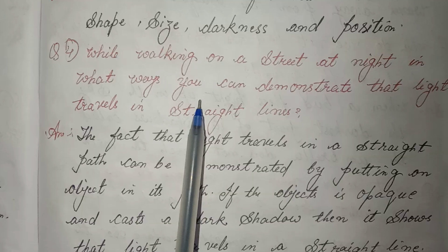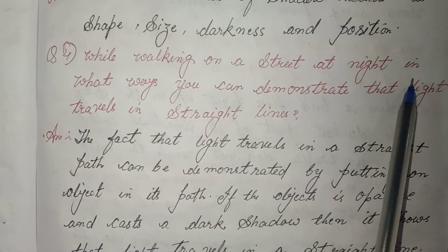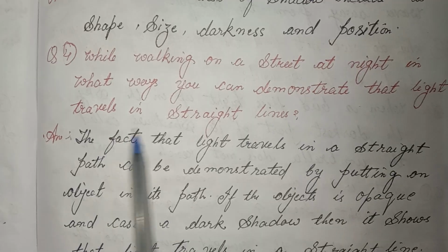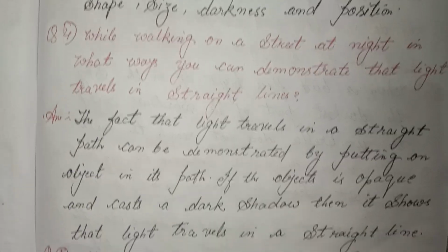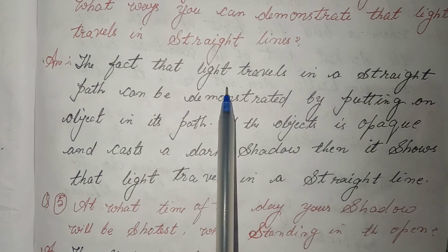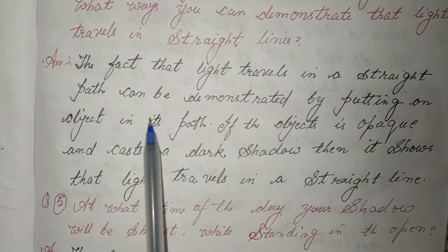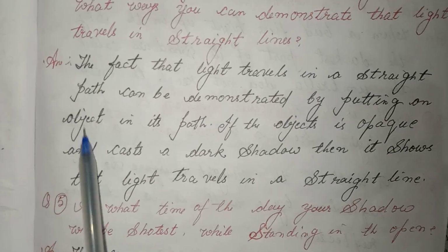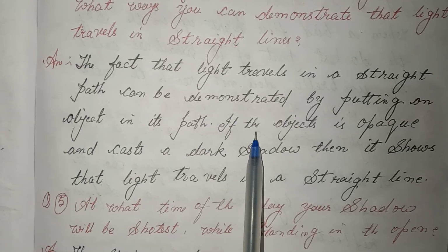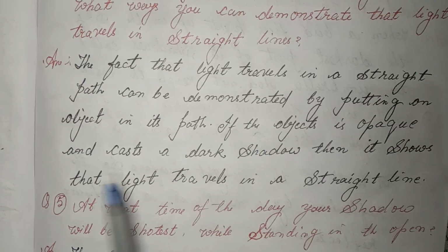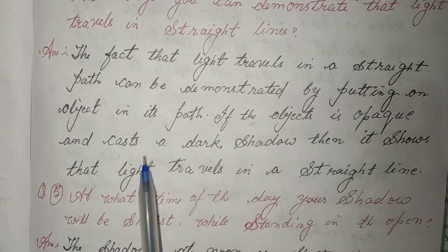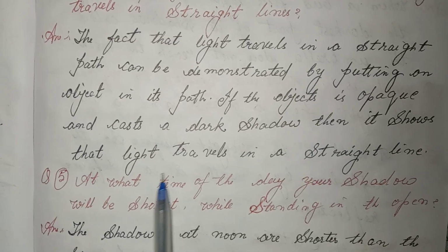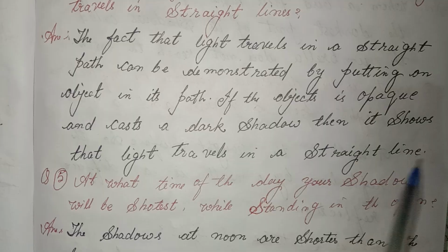Fourth, while walking on a street at night, in what ways can you demonstrate that light travels in straight lines? Answer, the fact that light travels in a straight path can be demonstrated by putting an object in its path. If the object is opaque and casts a dark shadow, then it shows that light travels in a straight line.